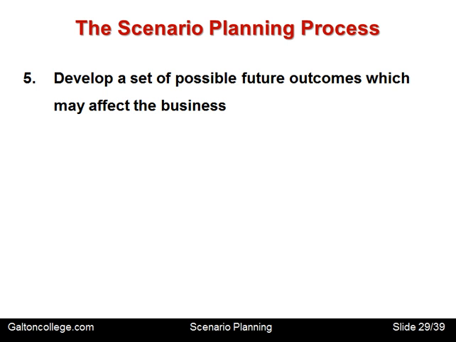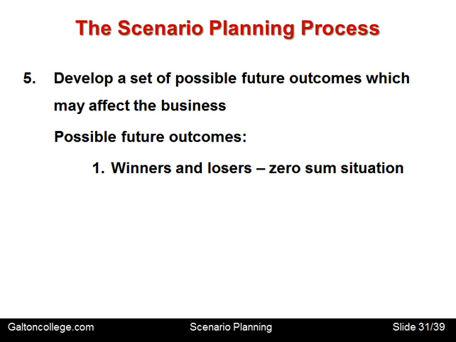Develop a set of possible future outcomes which may affect the business. Now the possible future outcomes, well, these could be winners and losers, what's sometimes known as a zero-sum situation, what's known in the theory of games as a zero-sum situation. Look at the possible outcomes if a certain scenario arises. If one group wins, and whatever they win, another group loses, then the sum of the benefits comes to zero, because the losses exactly match the gains.